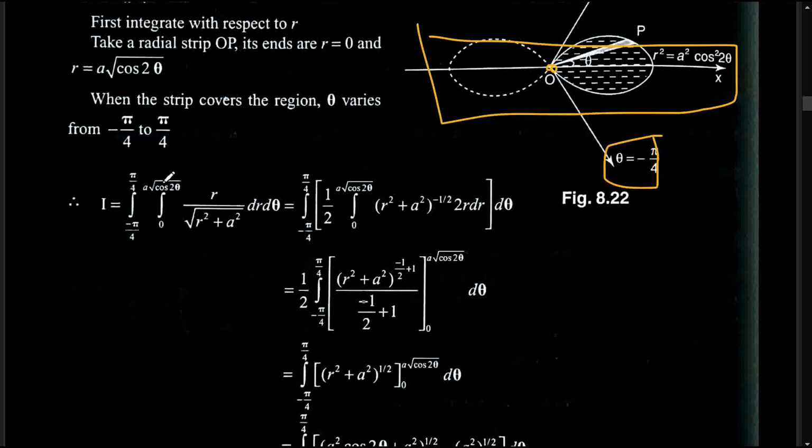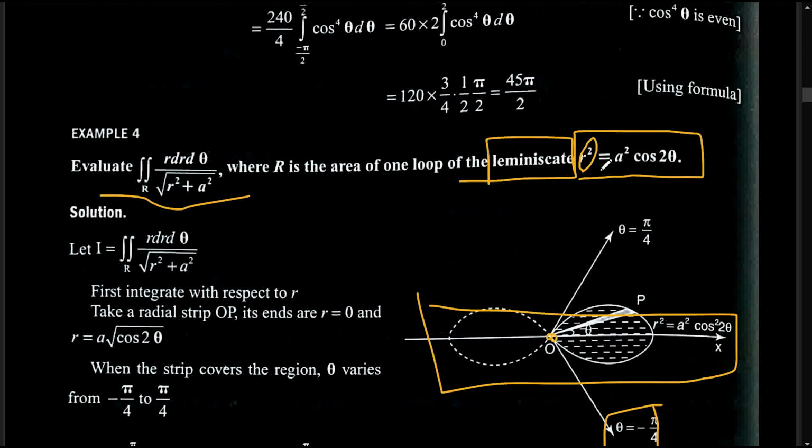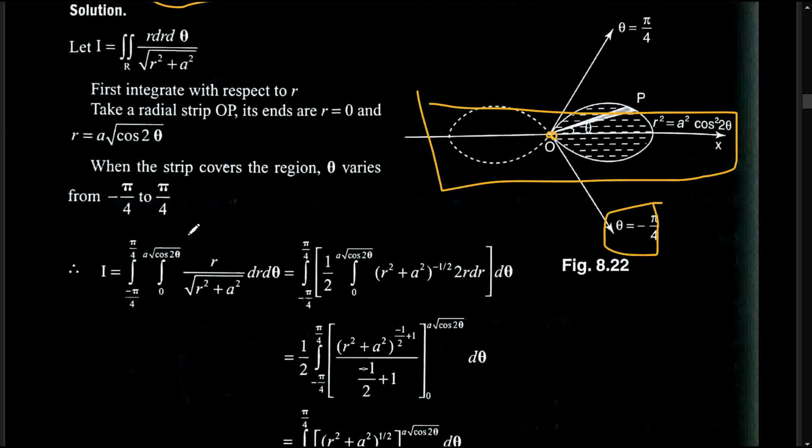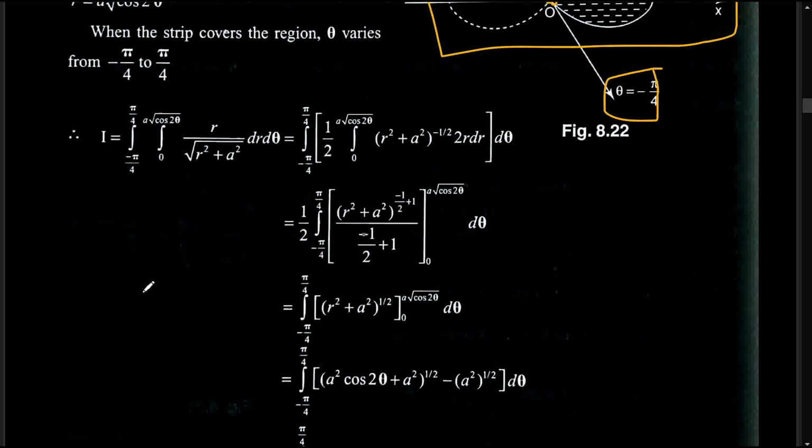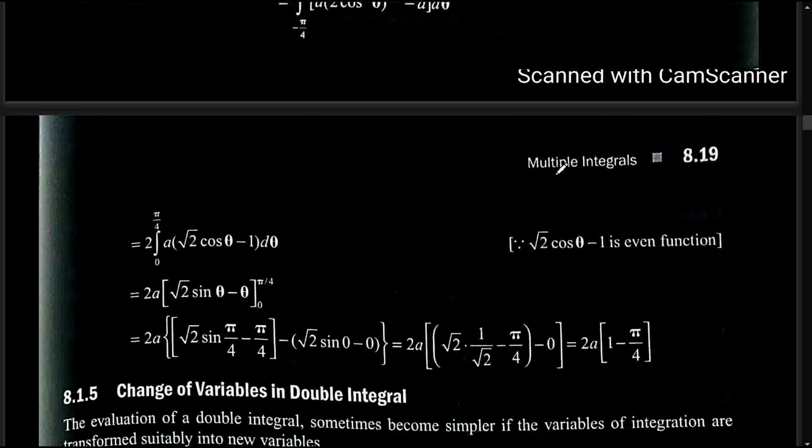So r goes from 0 to r is equal to a root of cos 2 theta, since the square goes as a root on this side. So r from 0 to a root cos 2 theta, and theta from minus pi by 4 to pi by 4. And these are simple steps of integration. Just look it up. If you have any doubt, comment below.